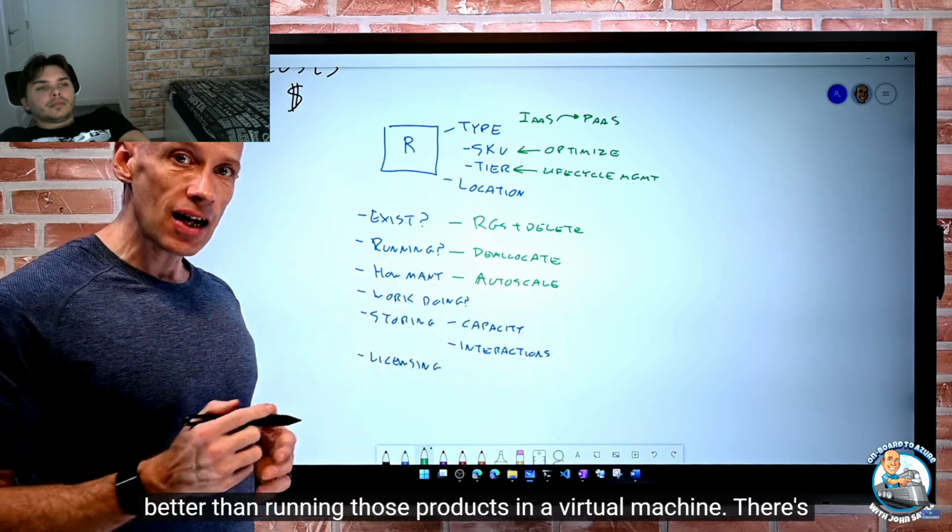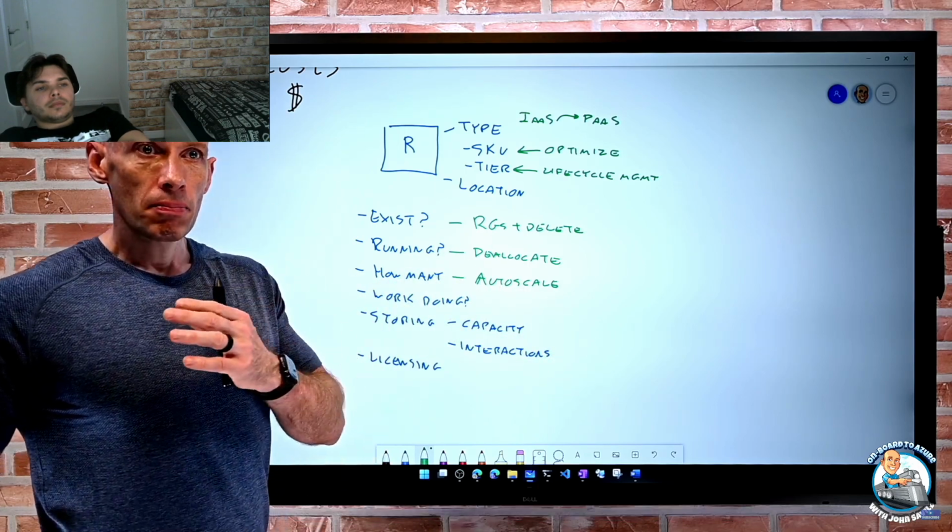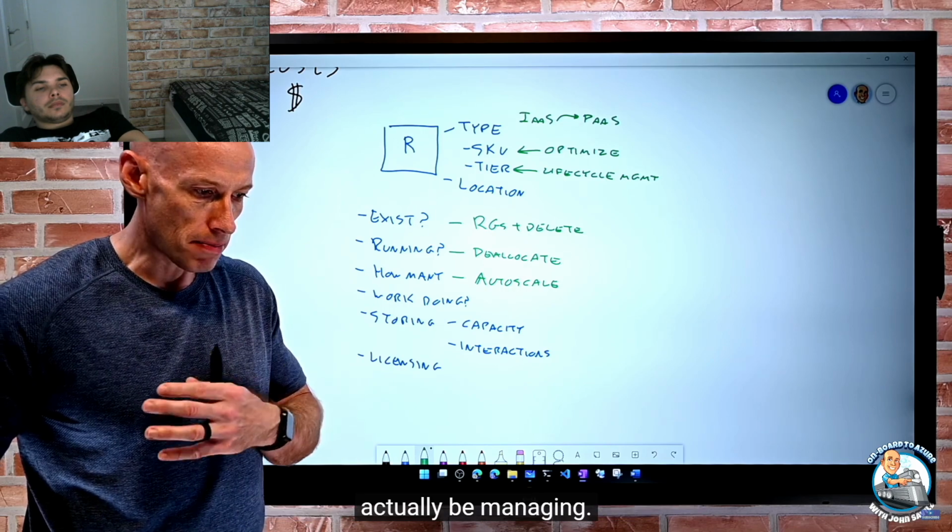That's much better than running those products in a virtual machine. It's probably going to cost me more, but it's also far more work for me to actually be managing.